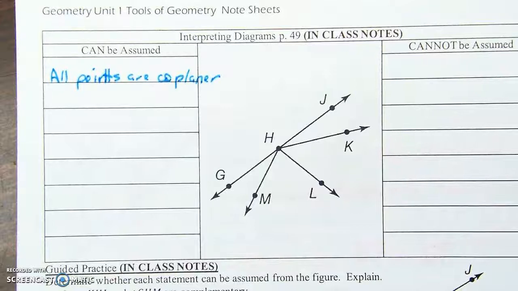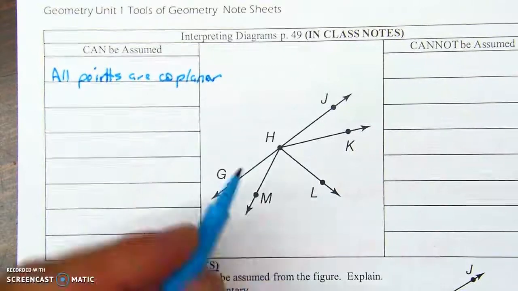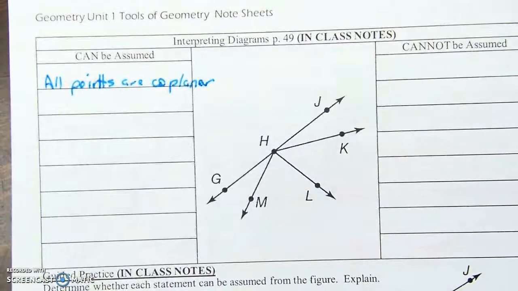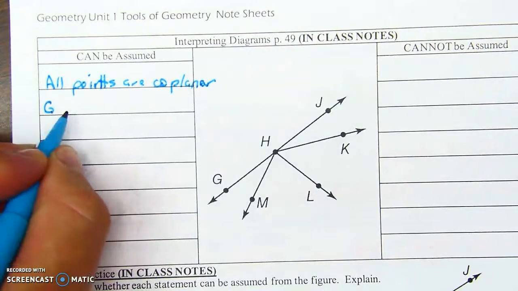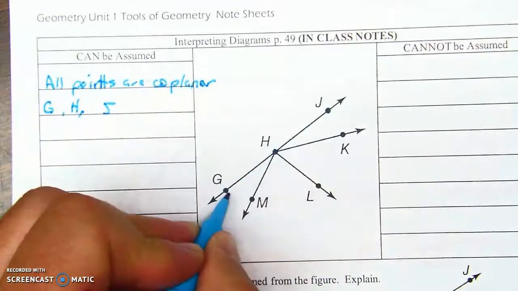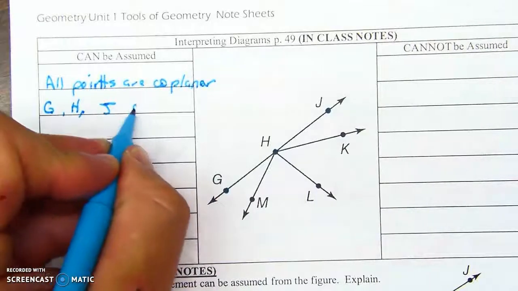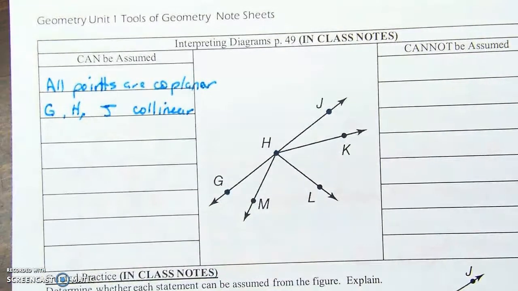Oops, I spelled that wrong with an A. Coplanar means all these points lie in the same plane. We can also say that G, H, and J, these ones right here, are collinear. And remember the definition: because they lie on the same line, and there are at least 3 of them, they are considered to be collinear.